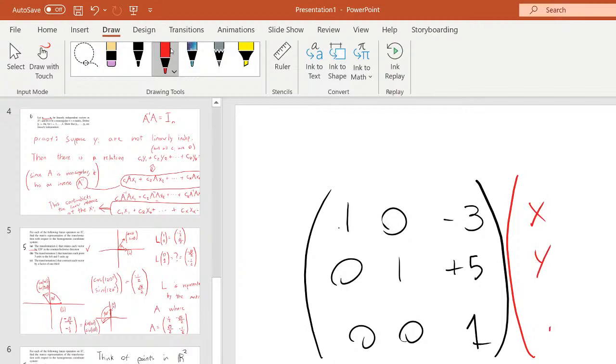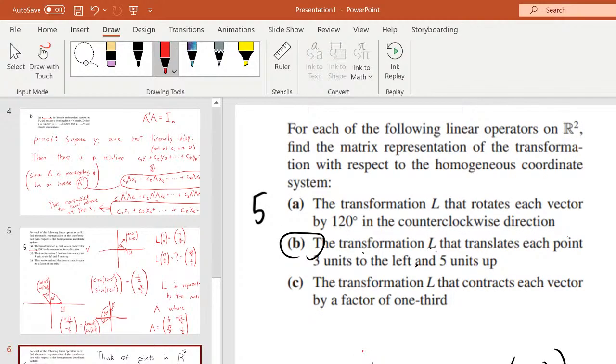So if we multiply this vector by this matrix, then this is the same thing as, well, multiply this column by this row, you get X minus 3. Multiply this column by this row, you get Y plus 5. And then you multiply this column by this row, you get 1. So you can see how this exactly accomplishes what this transformation is supposed to do.